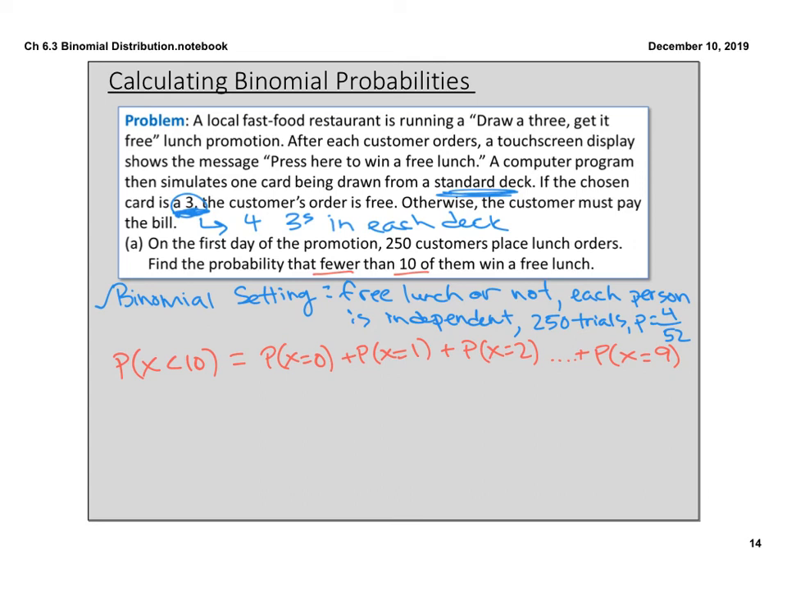I'd have to do it for 0, for 1, for 2, for 3, for 4, 5, 6, 7, 8, and 9. I don't know about you, but I don't really want to do that probability distribution formula 10 times. That does not sound like fun to me. So I am going to use my binomial CDF.